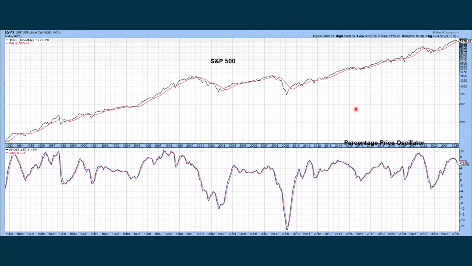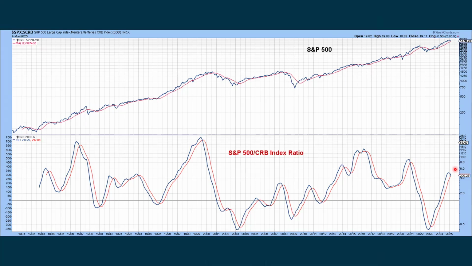And here's a monthly chart of the S&P 500 coming down and testing a very long-term moving average. Now, this is a monthly chart, so this moving average is based on 12 periods. This could be long-term negative if we end up dropping below the moving average. But we're seeing the percentage price oscillator, the PPO, showing some weakness now. Then we look at the S&P on top, which is coming down to its long-term moving average. And now we're seeing a rollover as stocks are starting to underperform commodities longer term.